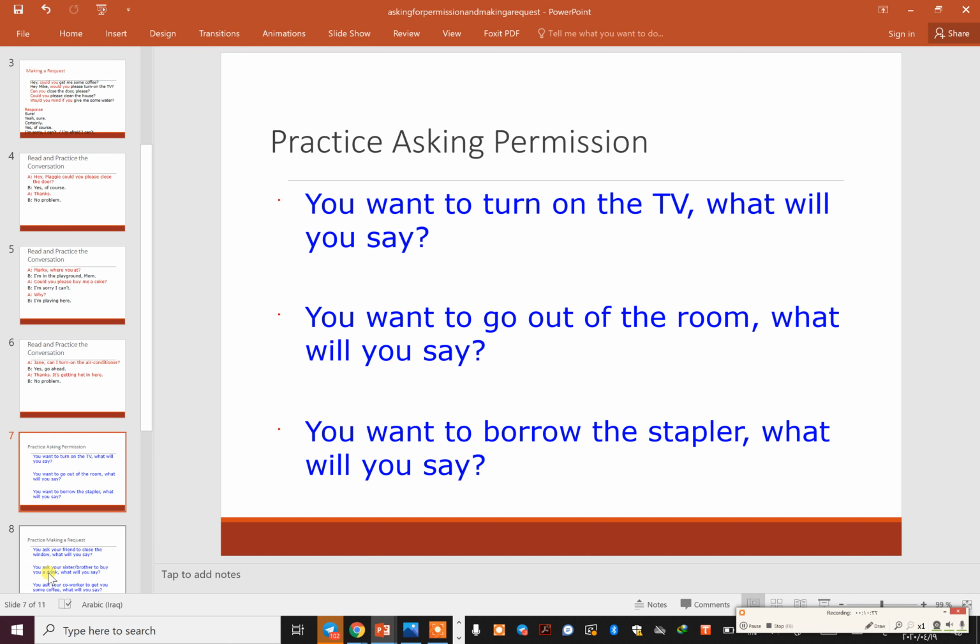Here let's see a practice for asking permission. You want to turn on the TV, what will you say? It asks for permission, so you say either may I, or could I, or would you mind if I turn on the TV. You want to go out of the room, what will you say? May I leave the room? Of course, if you are talking to your boss or someone senior. But to your friend, may I or can I leave the room.